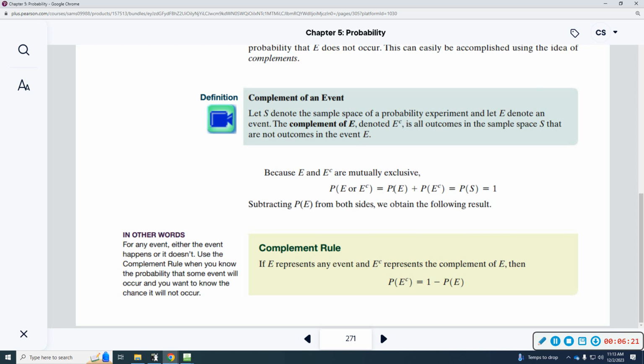And then here's some rules. So if you take E and then everything else, then you get the whole sample space. So the probability of E plus the probability of not E is equal to 1. So here's that rule just expressed. If you want to find E complement, you can just take the whole thing and subtract E, and that will leave you with E complement.